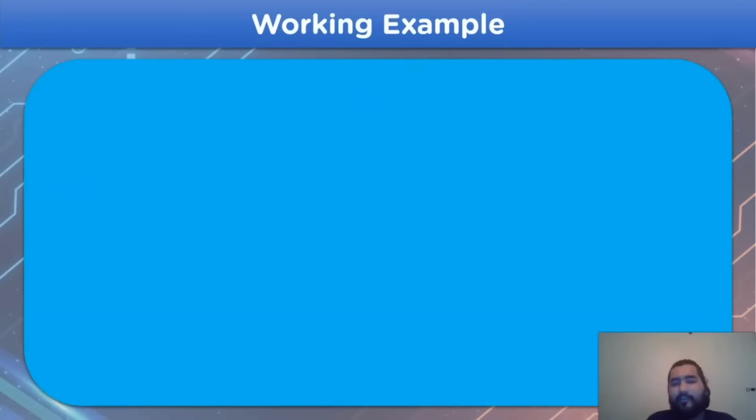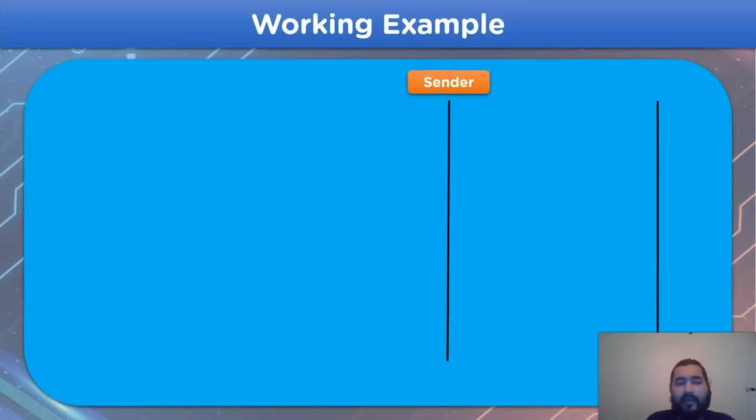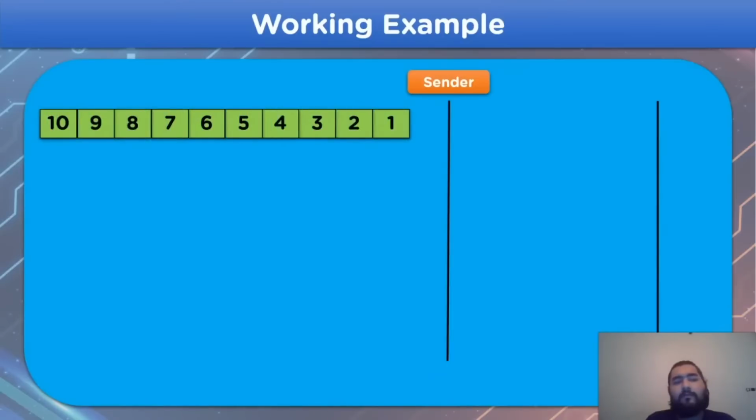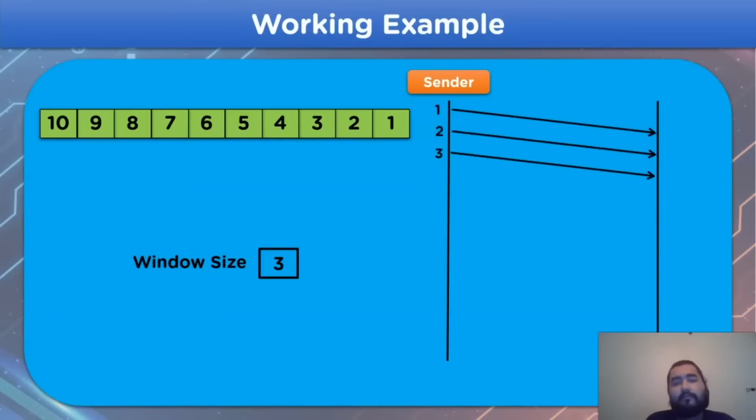Now let's move on to the solution. As usual, we have the sender side and a receiver side. And according to the question, we have 10 frames. Numbering the frames sequentially, we have frame 1 to frame 10. And then according to the question, we have window size as 3. Now, using the sliding window method, we'll send the first 3 frames, that is frame number 1, 2, and 3, from the sender side to the receiver side. That will be like this.